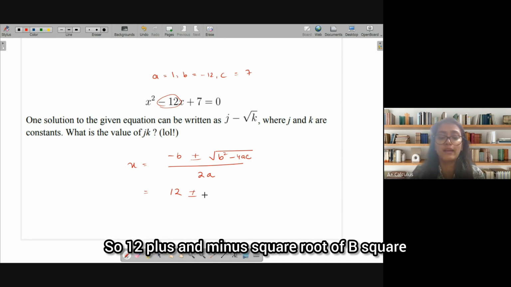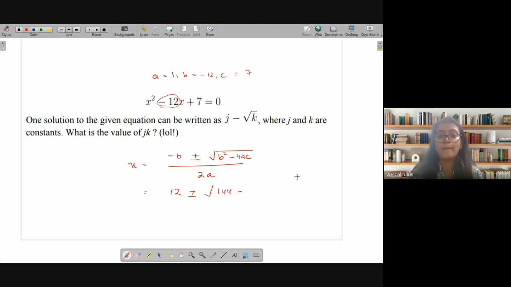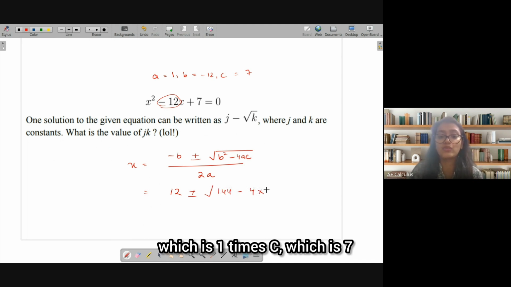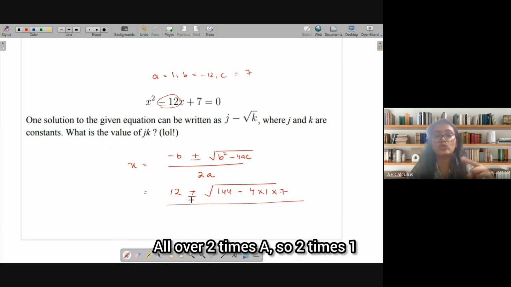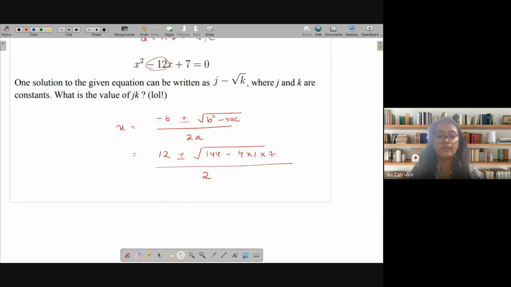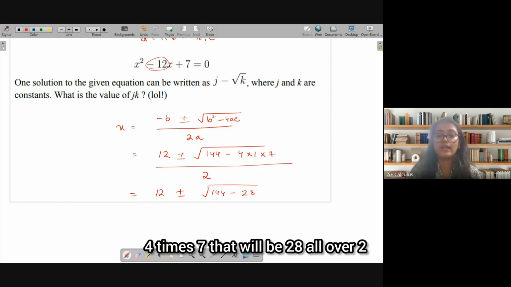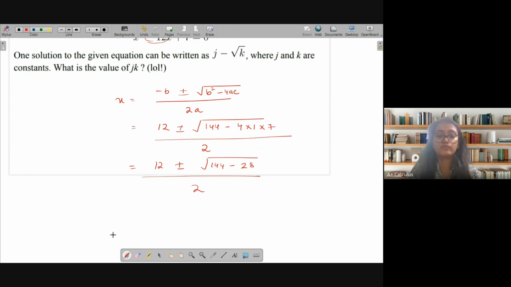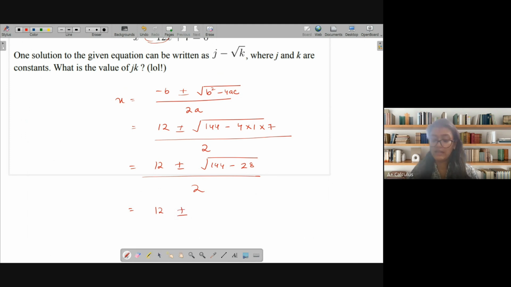So 12 plus and minus square root of b squared, so minus 12 squared, that's 144, minus 4 times a, which is 1, times c, which is 7, all over 2 times a, so 2 times 1, which is just 2. So 12 plus and minus square root of 144 minus 4 times 7, that will be 28, all over 2. So we get 12 plus and minus square root of 144 minus 28. So 144 minus 28 will be 116, all over 2.